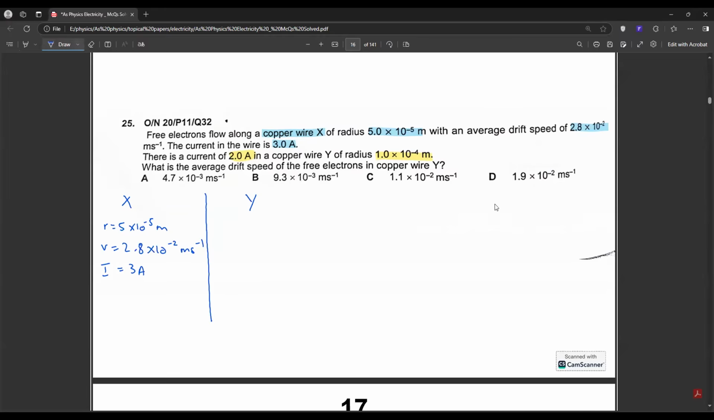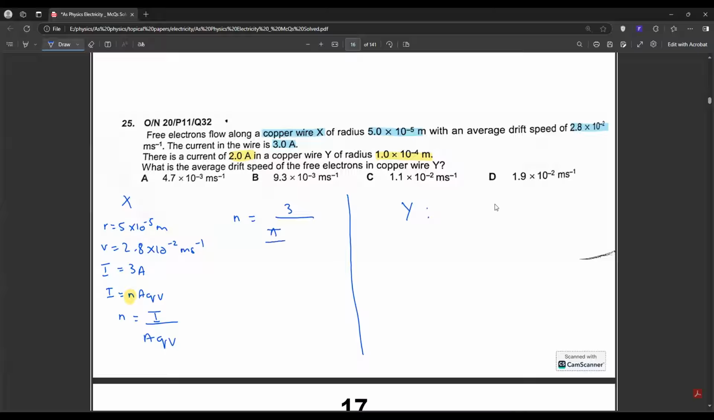What will be your number of free electrons in wire X? Can you calculate the number of free electrons in wire X? Yes. I is equal to nAqv. I have to calculate this n. This n will be equal to current over Aqv. Let's shift this column of Y more towards the right. What is the current in the circuit? What is the current in copper wire X? 3 ampere. What is the area?